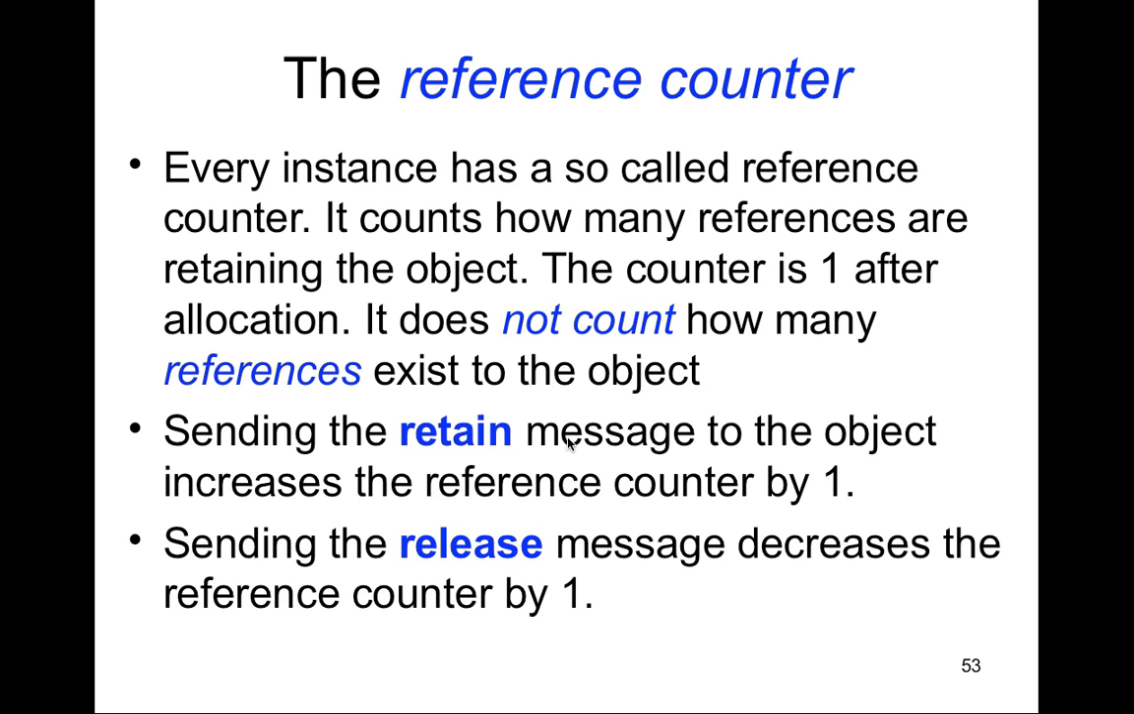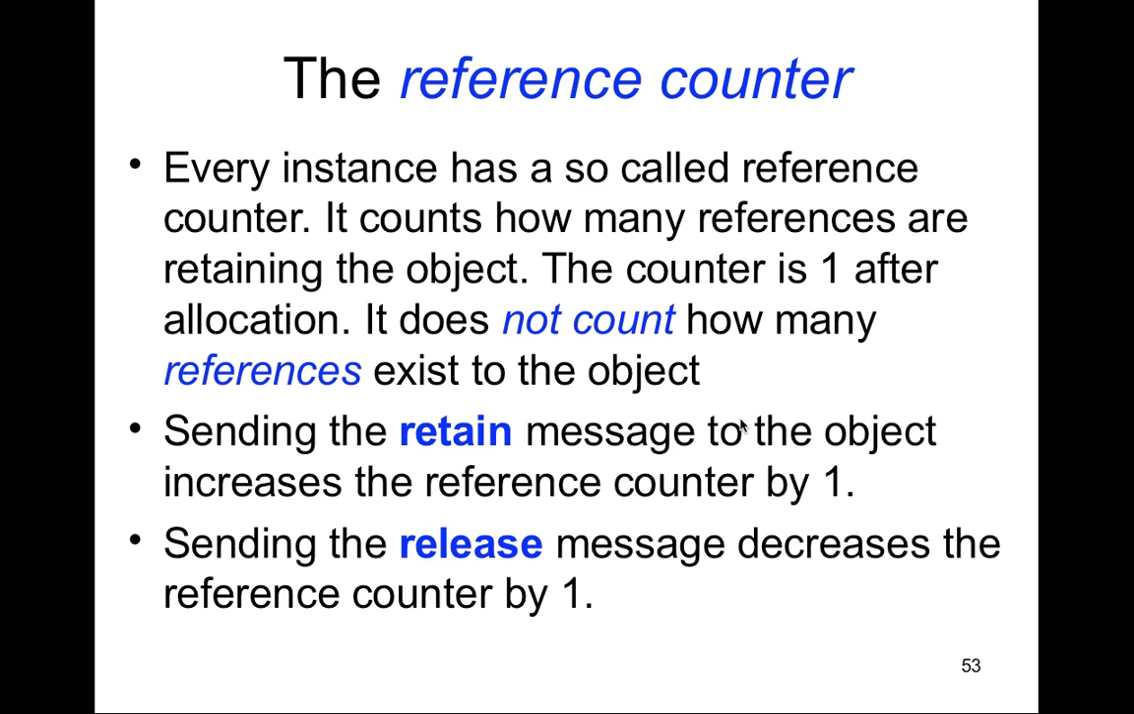It does not count how many references exist to the object. So it doesn't count how many references exist, but it counts how many objects were created. So the number of references are retained by the object itself. Sending a retain message to the object increases the reference counter by 1. Does that mean somebody's using it? So it's not how many references exist to the object, it's whether or not there's a reference.